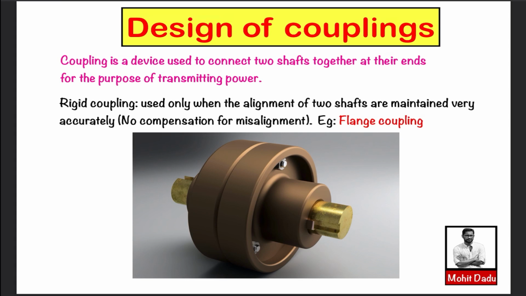You can see in this figure, these components are known as flanges. These two flanges are connected by use of this bolt, and the shaft is connected to the flange at the hub portion, and the shaft and hub are connected by the use of a key. About the key we have already studied. So this is known as a flange coupling, and it is an example of a rigid coupling. We'll be studying the design of this rigid coupling in detail in this video.